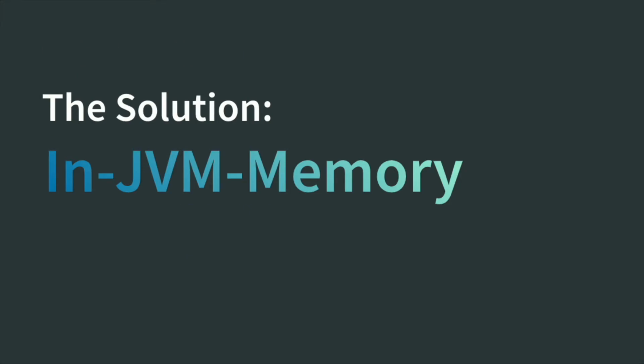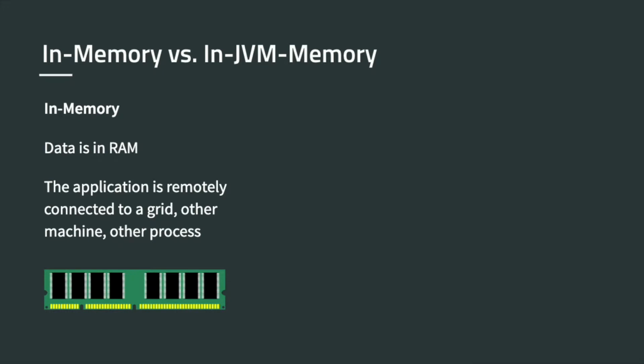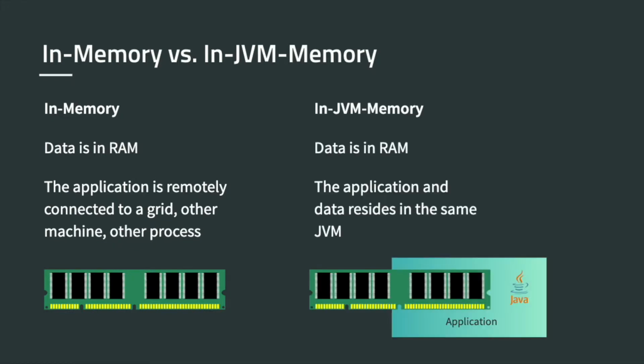So what is the solution? Well, we think the solution is In-JVM-Memory. And what is In-JVM-Memory? Of course, you know what in-memory is. In-memory is, of course, when the data is in RAM and the application is remotely connected. Maybe it's a grid, maybe it's an in-memory database, maybe it's a cache grid, or maybe it's something else that's distributed, or maybe in another process. But In-JVM is more than that. It's that your application is actually able to address the data directly. So it's within the addressable space of your Java application.